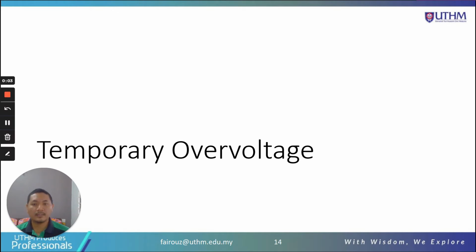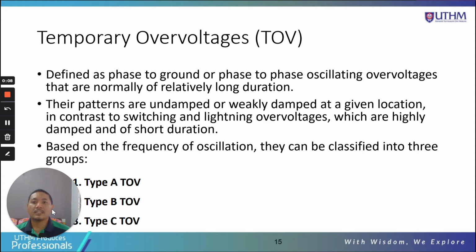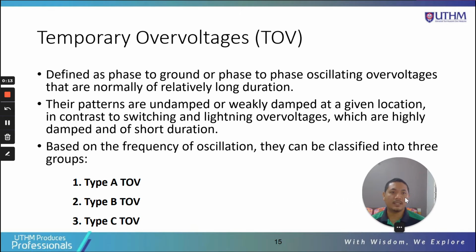Now let's look at temporary overvoltage, TOV, defined as phase-to-ground or phase-to-phase oscillating overvoltages. They are normally of relatively long duration. Their patterns are undamped or weakly damped at a given location, in contrast to switching and lightning overvoltages, which are highly damped and of short duration. Based on the frequency of oscillation, they can be classified into three groups.